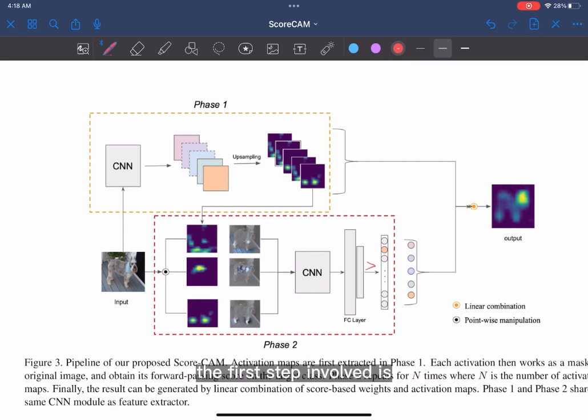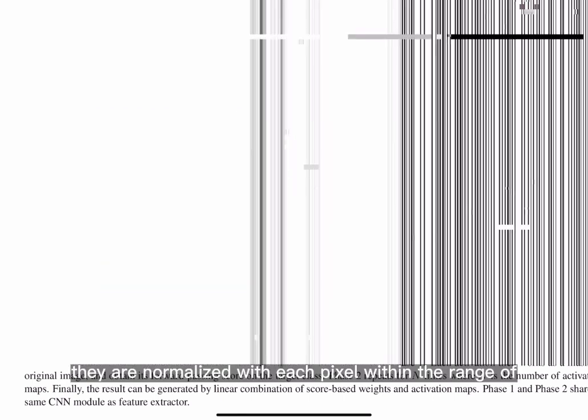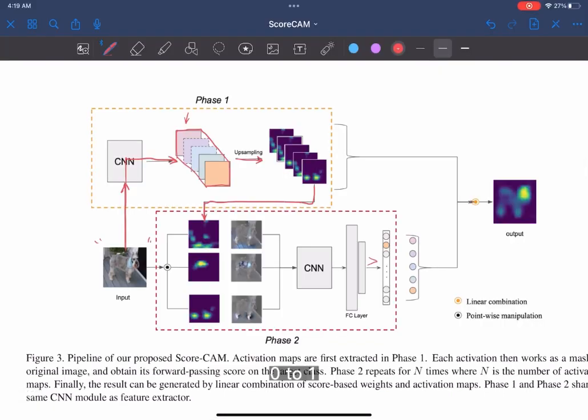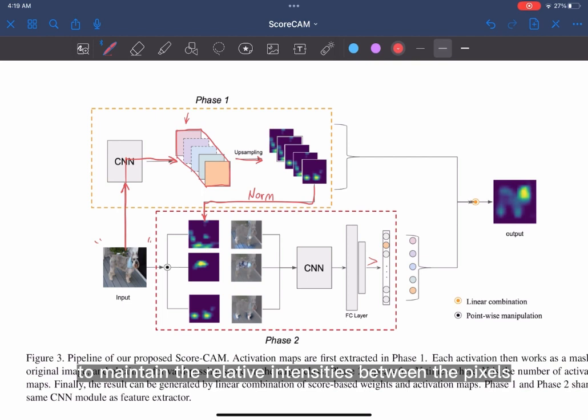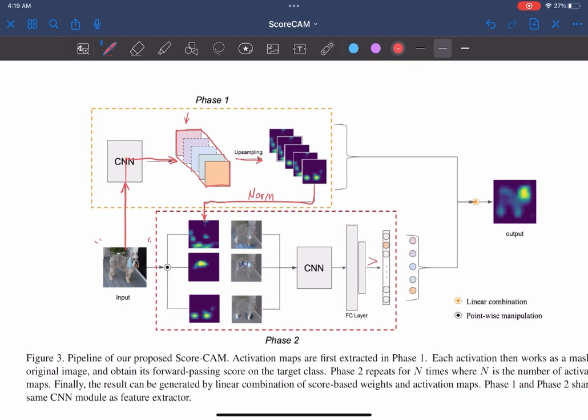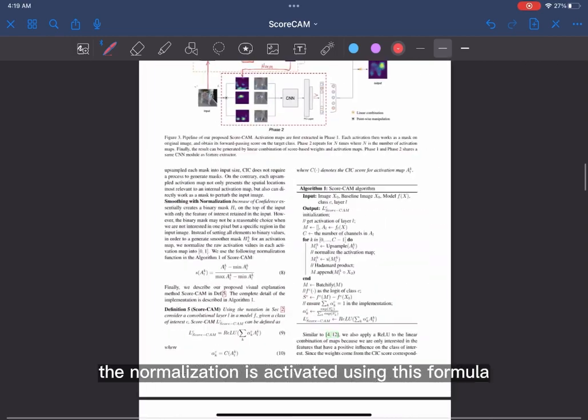The first step involved is passing images to a CNN model and performing a forward pass. After the forward pass, the activations are extracted from the last convolutional layer in the network. Each activation obtained from the last layer, having shape 1 by m by n, is upsampled to the same size as the input image. After upsampling the activation maps, they are normalized with each pixel within the range of 0 to 1 to maintain the relative intensities between the pixels. The normalization is computed using this formula.